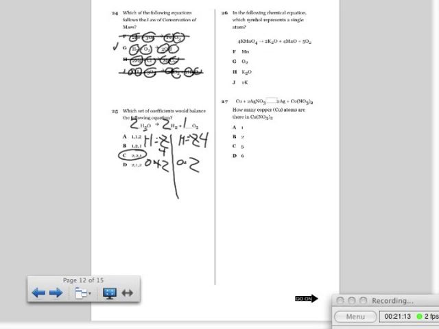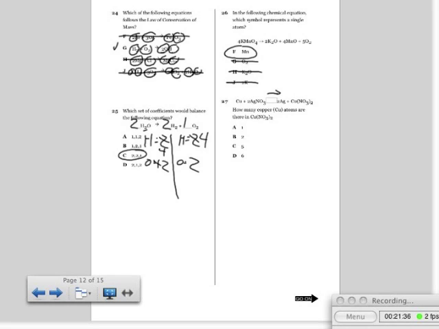26. In the following chemical equation, which symbol represents a single atom? So we have Mn, O2, K2O, and 2K. Which one is just a single atom? Mn. And this one has 2 oxygens, it's out. This has 2 potassiums and the oxygen, it's out. This is 2 potassium, it's out.